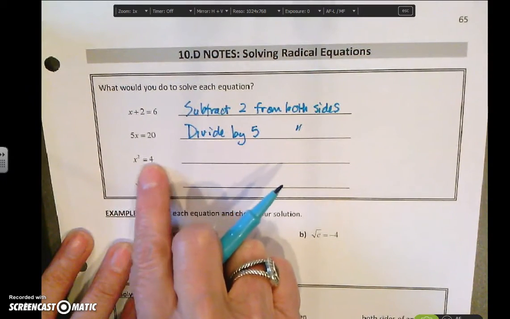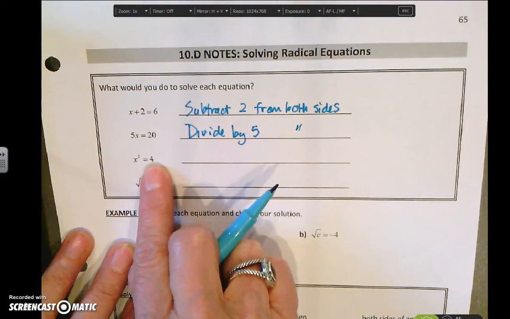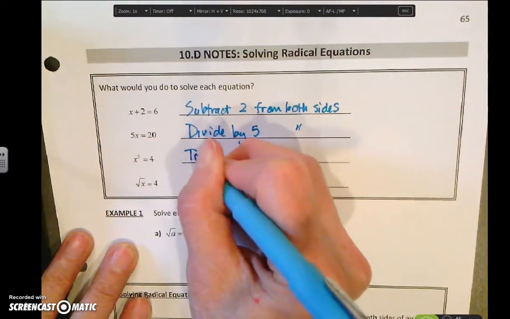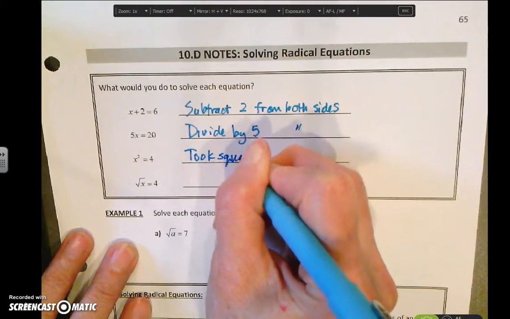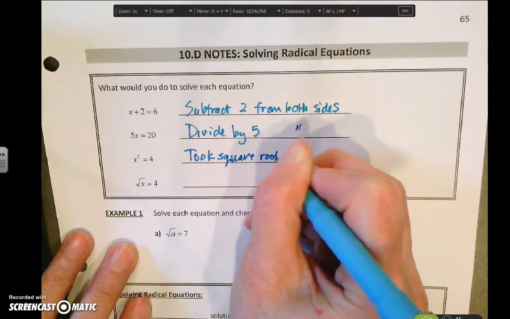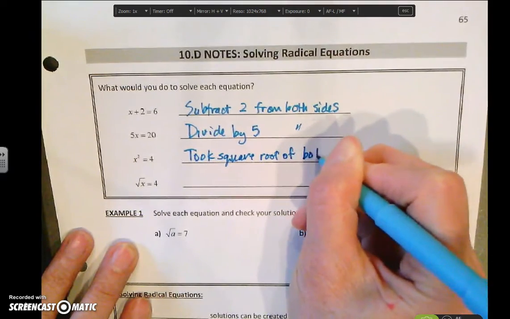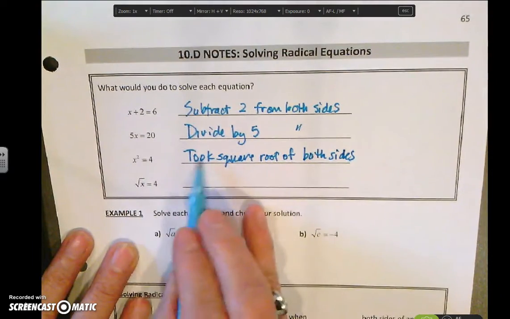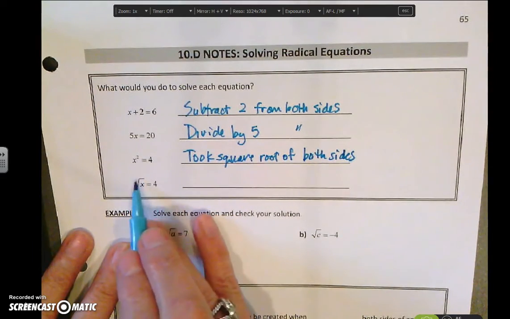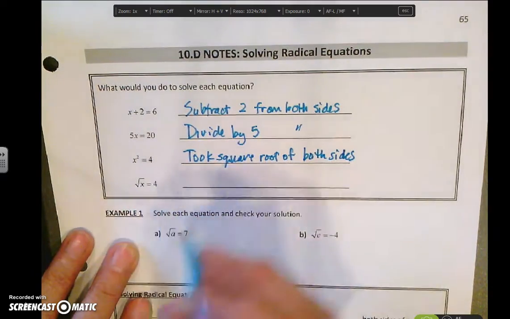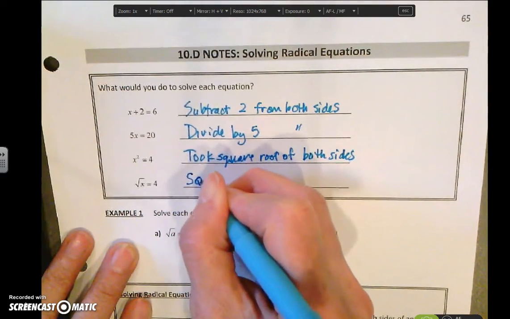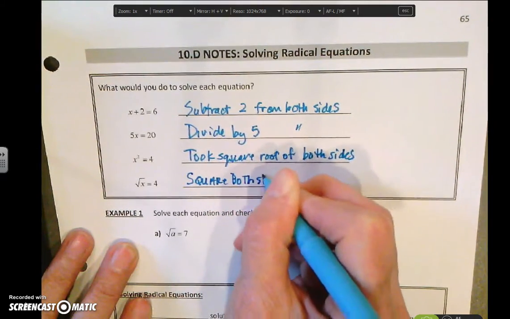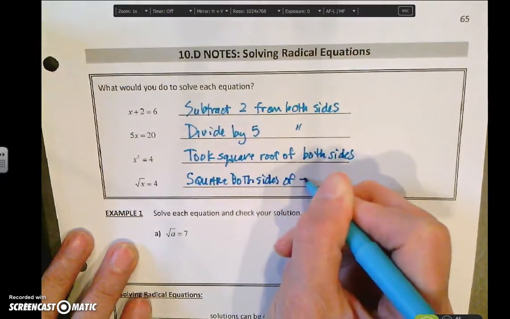If I have x squared is equal to 4, now we did this in the last unit, what did we do to solve this equation? We then took the square root of both sides of the equation. So whatever we do to both sides. So in this one, when I have a radical, I am going to square both sides of the equation.